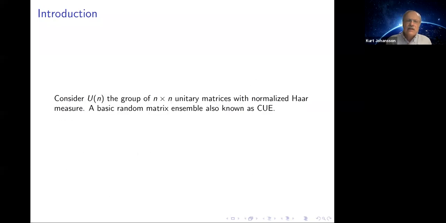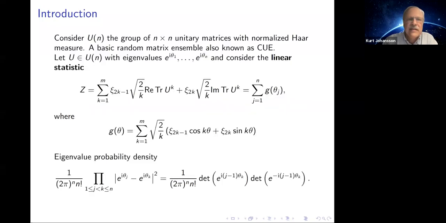Okay, so we look at random unitary matrices. We have the group U(N) of n by n unitary matrices with normalized Haar measure. So you have the uniform distribution, if you wish, on the group of unitary matrices. This is, as you know, one of the basic random matrix ensembles, also known as the circular unitary ensemble. Let me start with a little introduction and background to the problem, and then I will come to the result that we have here.